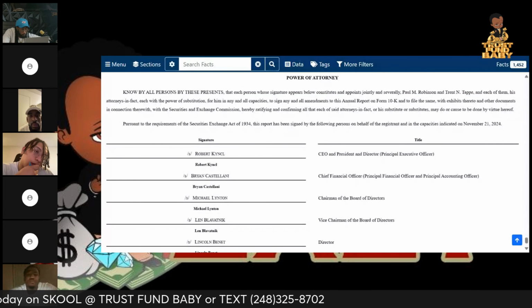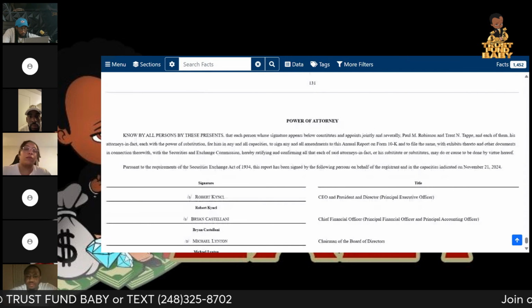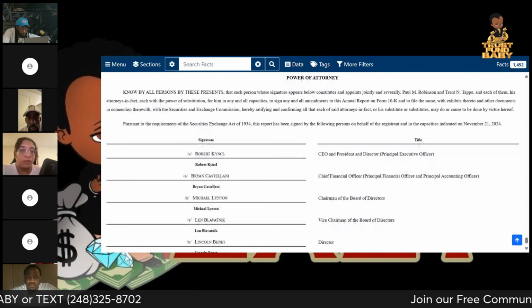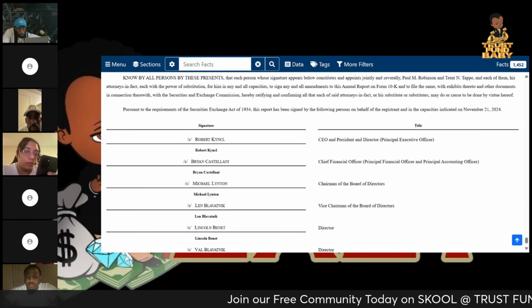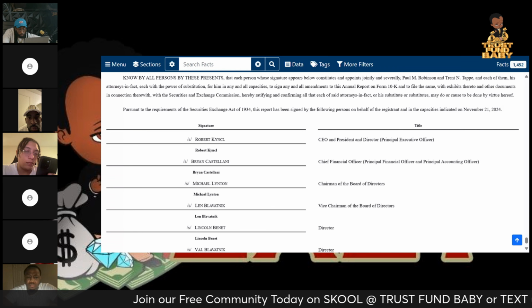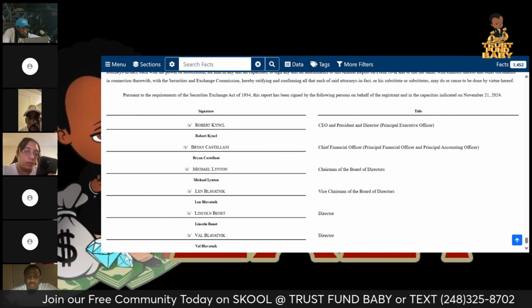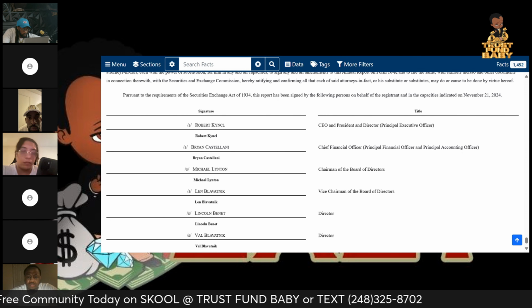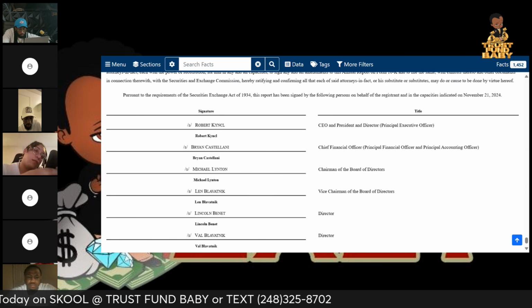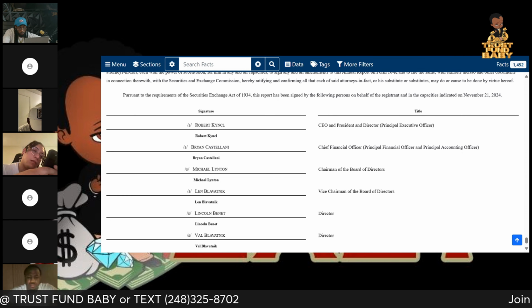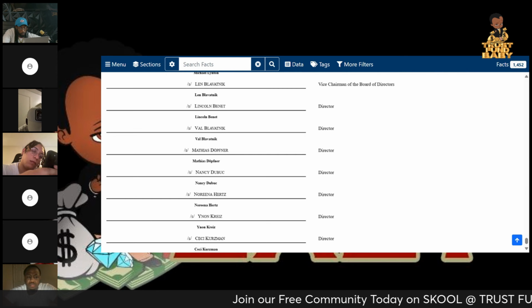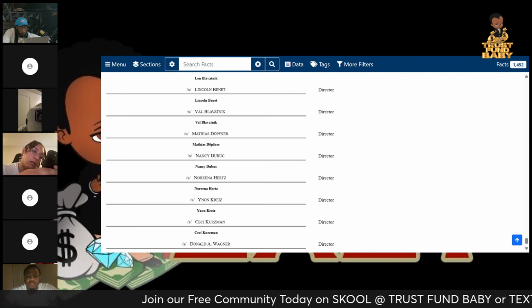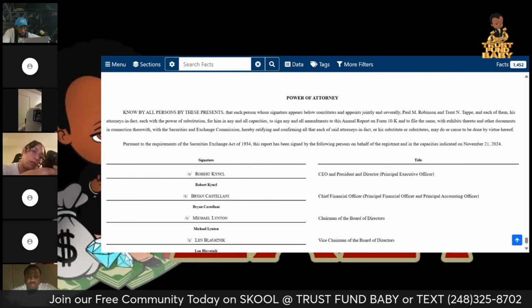So right here, you have all the information, power of attorney. They listed everybody who's a part of the entity that you would possibly have to reach out to. They have the chief financial officer, who is Brian, what's that, Castellini? And vice chairman, all the directors. You wouldn't even have to reach out to none of them.